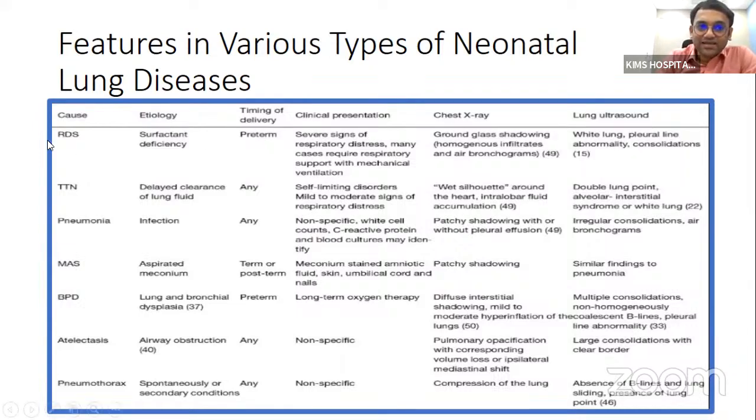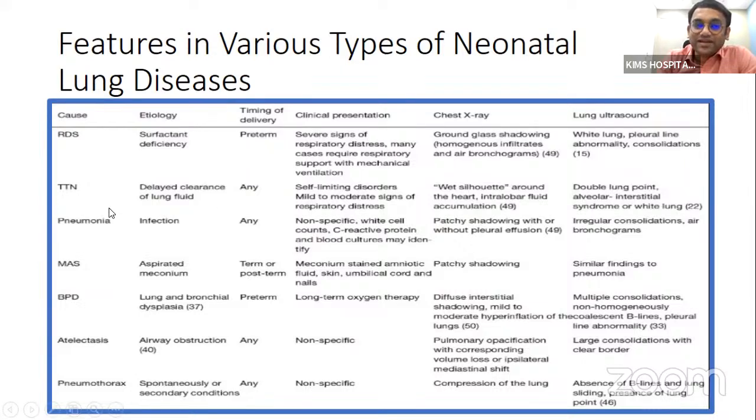So for RDS and TTN, the differentiating feature is that the pleura will be normal and there is no subpleural consolidation in TTN, whereas RDS has pleural abnormalities with subpleural consolidations. To differentiate between pneumonia and RDS, in pneumonia there are consolidations in the lung parenchyma with pleural line abnormalities, whereas in RDS there will be subpleural consolidations, not a true consolidation in the lung parenchyma.